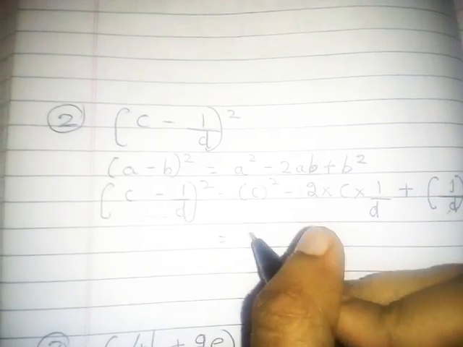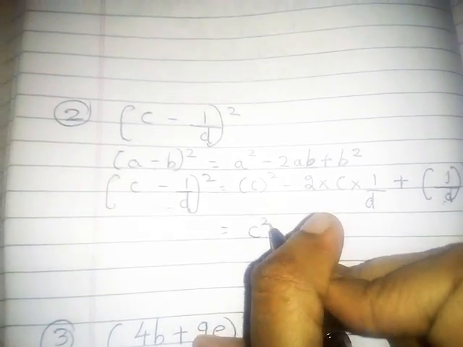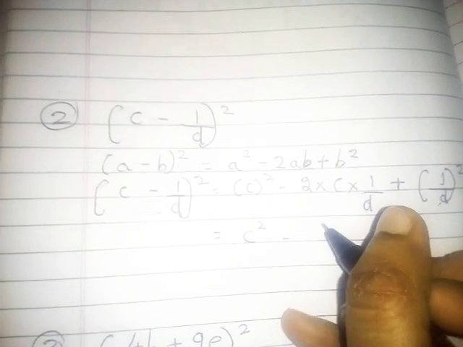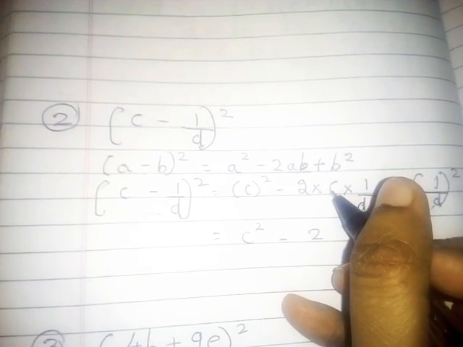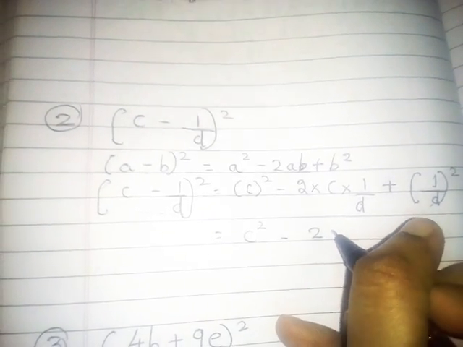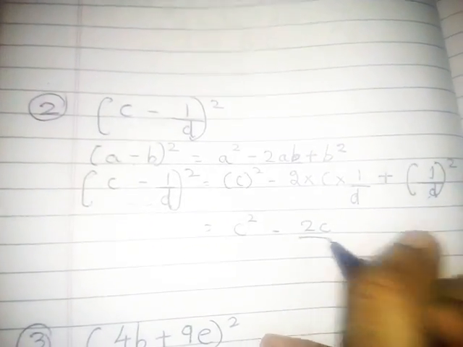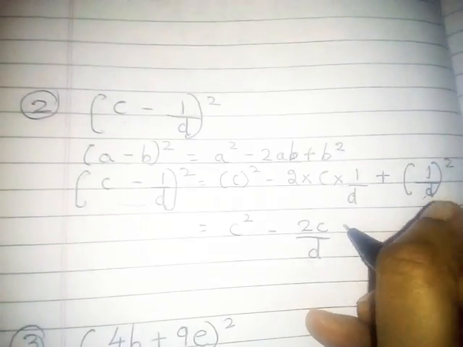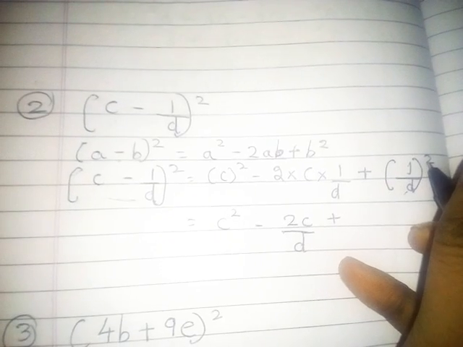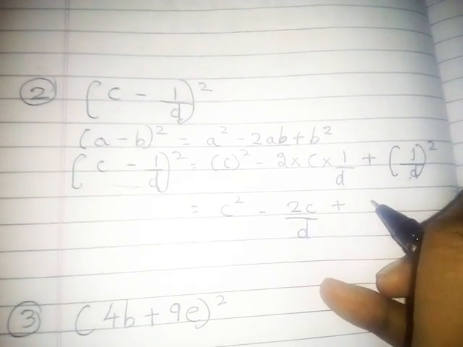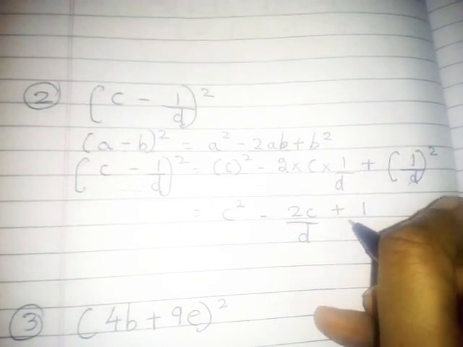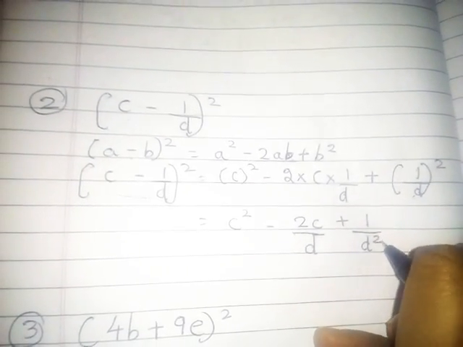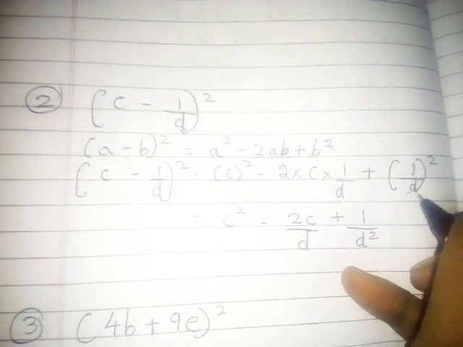The square of the variable remains the same. Now you have to multiply this 2ab. 2 ones are 2 and then multiply the variable, 2c. First you have to multiply on the numerator and then on the denominator. Plus 1². The square of 1: 1 ones are 1. The square of 1 is 1. 1/d². The square of the variable remains the same.